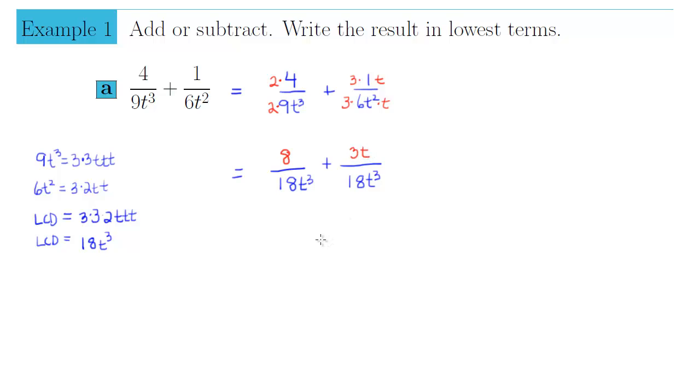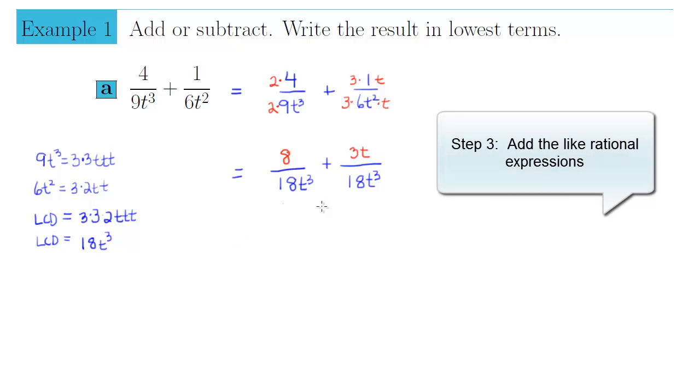Good so far. We've now completed the second step. The third and final step is to now add these rational expressions. They're like denominators, so we know how to do this. We combine our numerators and keep our denominator the same. So we have 18t cubed as our denominator, and our numerator is simply 8 plus 3t.